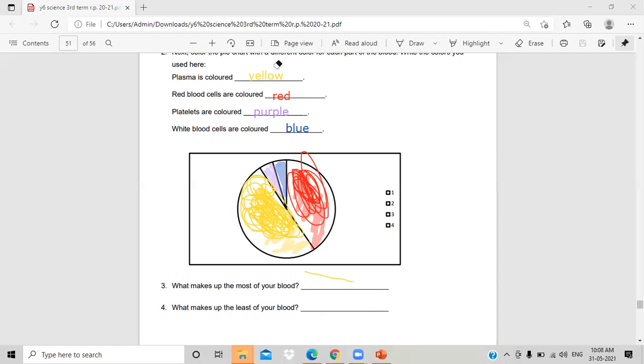Now the next question says, what makes up the most of your blood? Farida, continue. Okay, what makes up the most of your blood? It's the plasma. It has 55%. Yes, and what makes the least? We have two things. Yes, the white blood cells and the platelets. All right. So we are done.